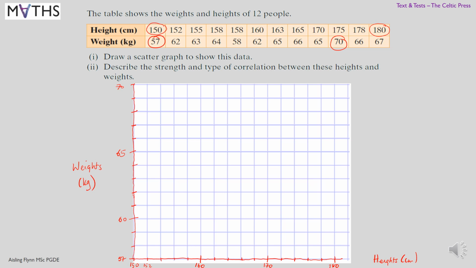Now plotting 150 centimeters goes with 57 kg, so I put an X right on the corner there. 152 goes with 62, 61, 62, so I tick off when I've done. 155 goes with 63, so 155 is between 154 and 156, and it goes with 63, which is here.